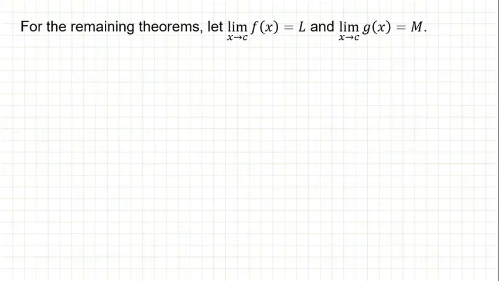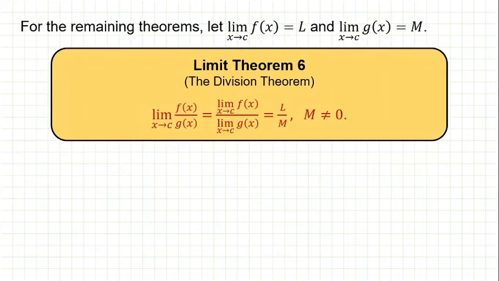Now, for the next one, we have the sixth theorem, the division or the quotient theorem. So the theorem states that the limit of f of x over g of x as x approaches c will be equal to the limit of f of x as x approaches c over the limit of g of x as x approaches c, or just equal to L over m, where m should not be equal to 0 in this case. Okay, so parang na-distribute lang ulit yung limit natin. So we will take the limit of the numerator over the limit of the denominator.